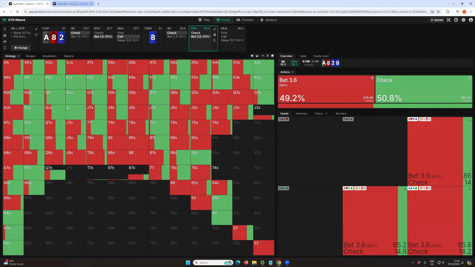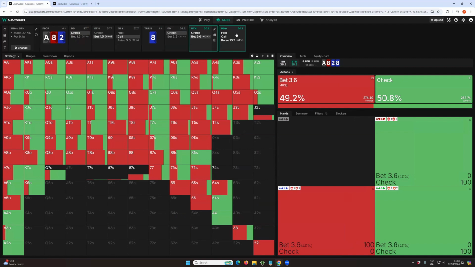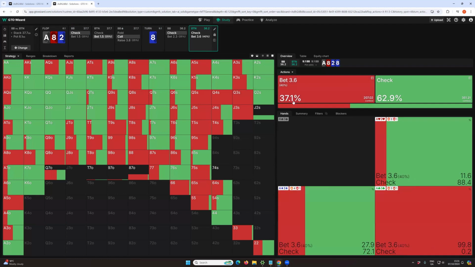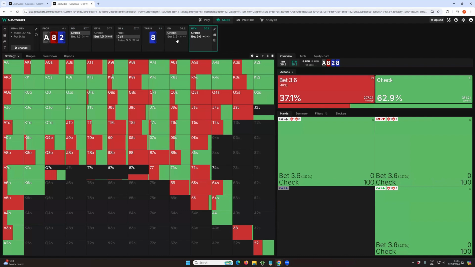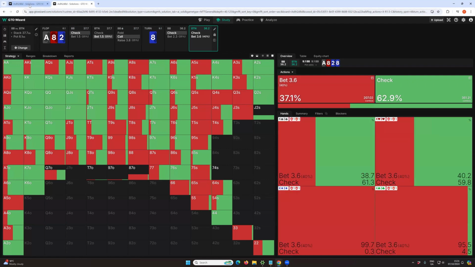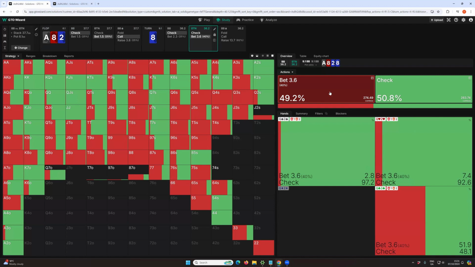Okay, so this is the node lock version where we've locked for his tendencies. We've considered all of his tendencies and how he'll play against a raise. Interestingly enough, we actually bet more against him now. If he's playing solid GTO, we're betting 37.1% of the time. When we're playing the style that we think he's playing, we're betting 49%. We're betting more. Let's look at what the differences in the ranges are.